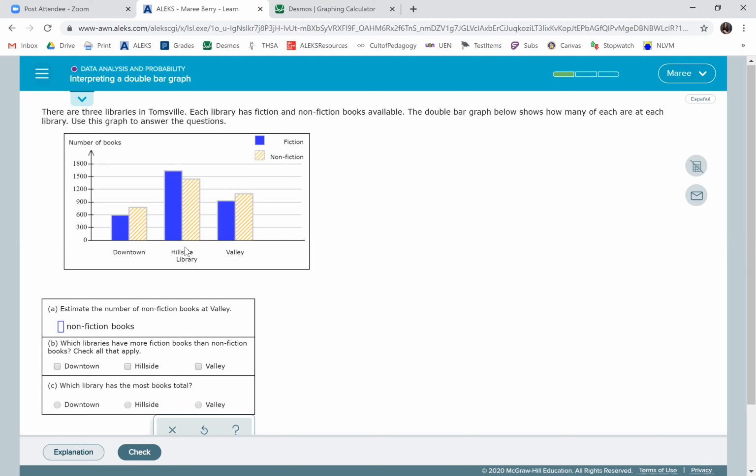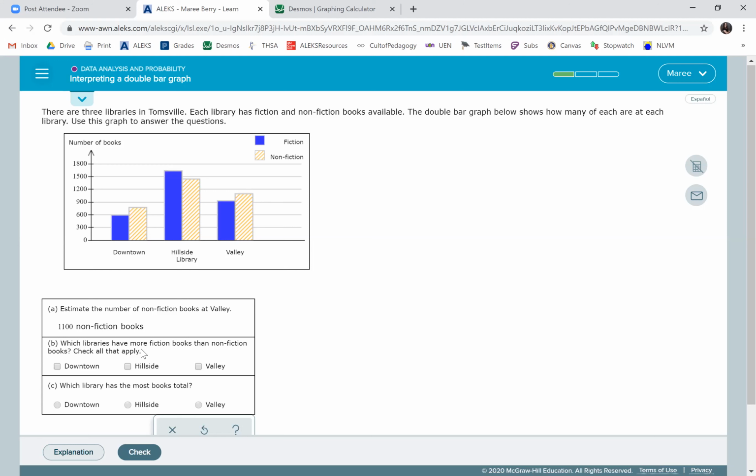So our 3 libraries are Downtown, Hillside, and Valley. Estimate the number of nonfiction books at Valley. So I have to come to Valley, and nonfiction is a stripy one. This one's kind of tricky. We're between 900 and 1200. So we have 1,000 and 1,100 between there, and I think it's about 1,100. I think it's about 2/3 of the way up.